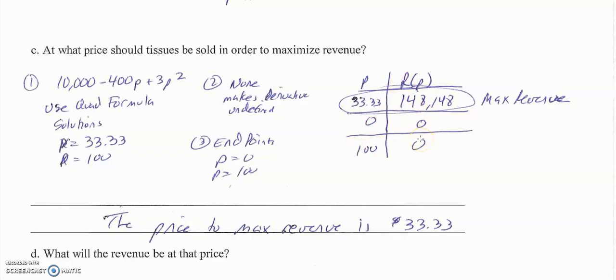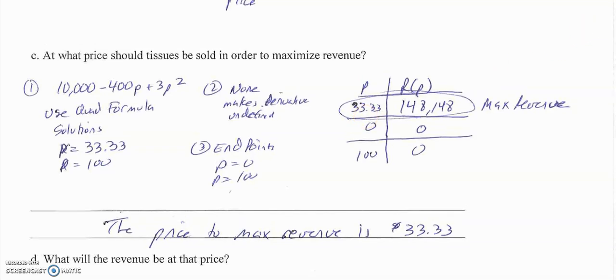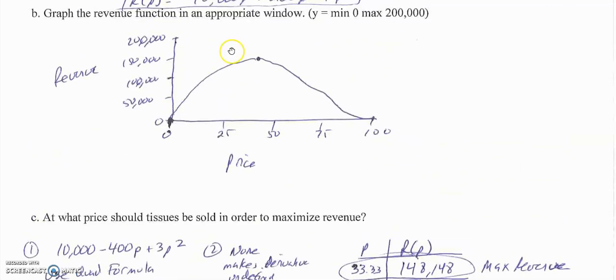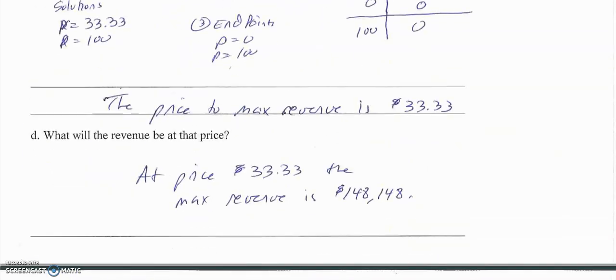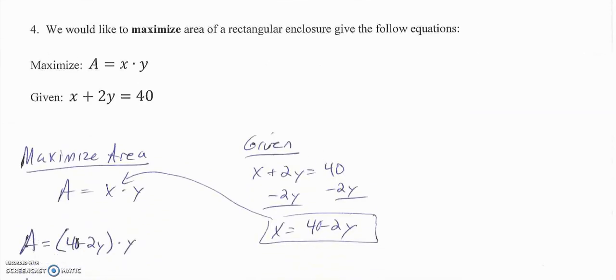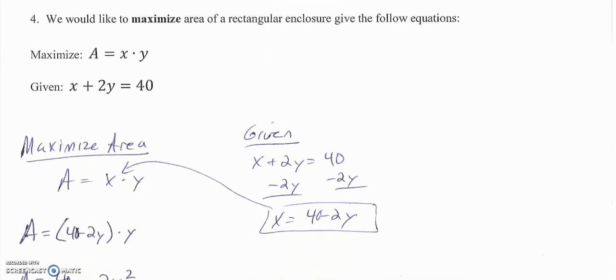So it becomes pretty obvious that the answer to maximize revenue is to charge 33.33. That is verified in the graph. There's your absolute maximum at 33.33, and your revenue at that point is 148,148. Question 4. We would like to maximize area of a rectangular enclosure given the following equations.